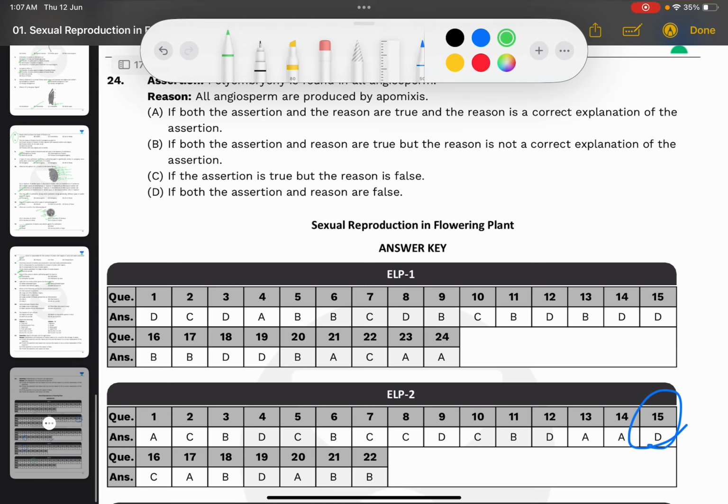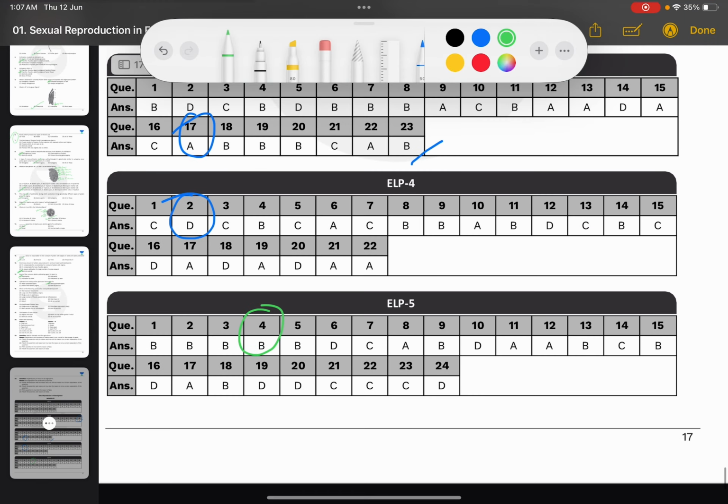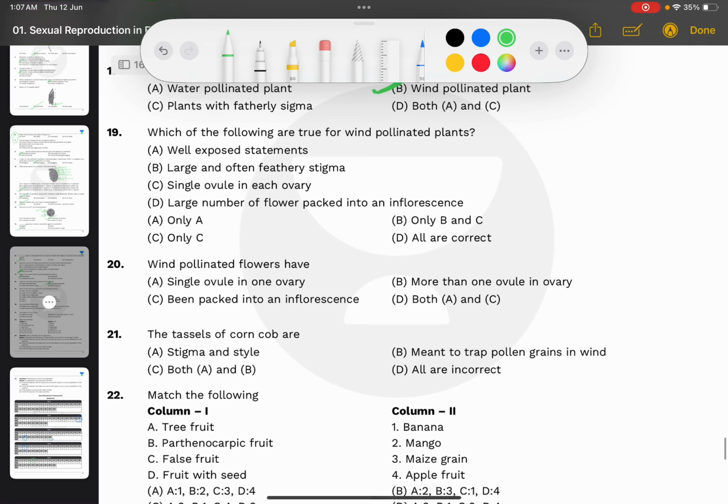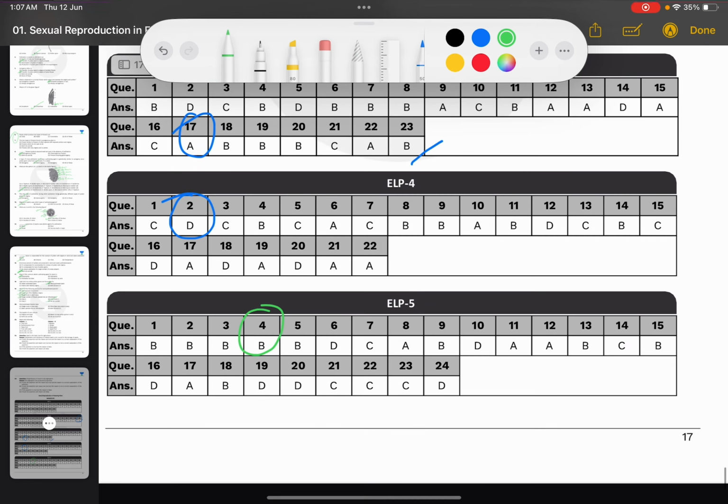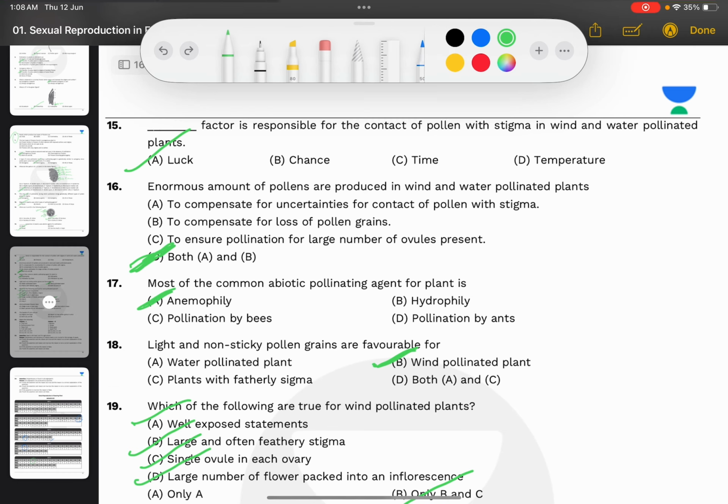18 ka B. I can bet on this. Yes, my bet doesn't go bad. Now, which of the following is true for wind pollinated plant? Well exposed stamen, right. Large and often feathery stigma, right. And single ovule in each, yes. Large number of flowers packed in the inflorescence. Absolutely right. 19 ka D. After that we have only 5 questions remaining.